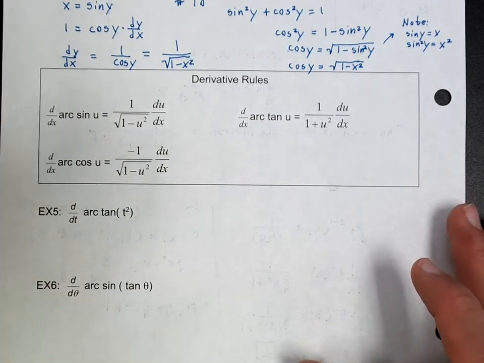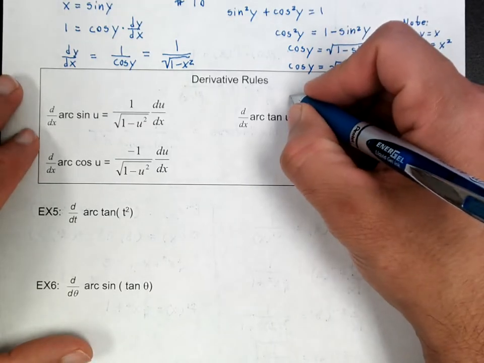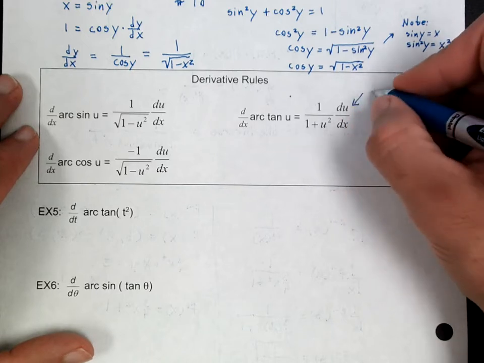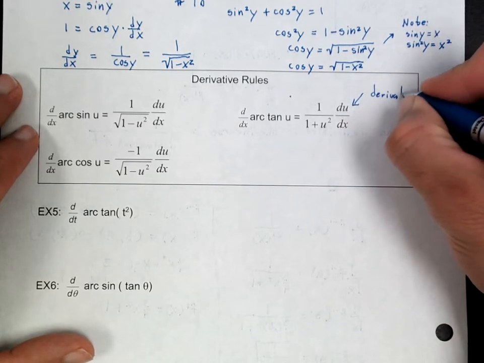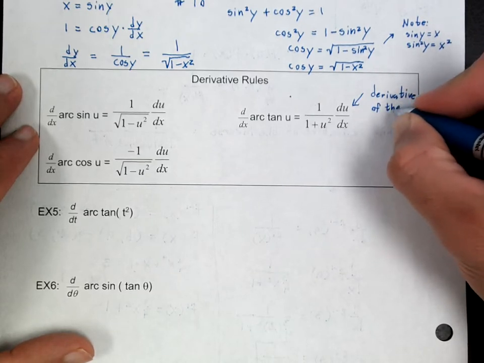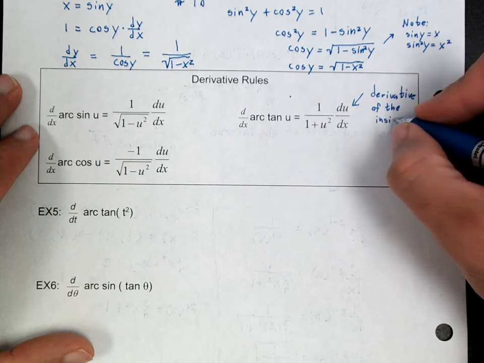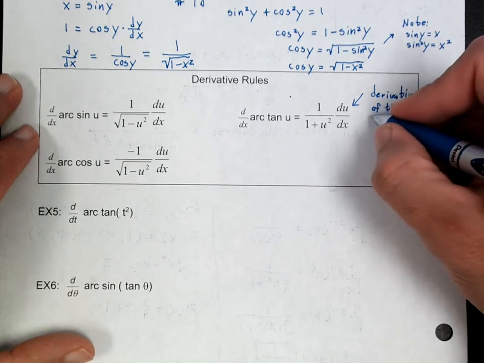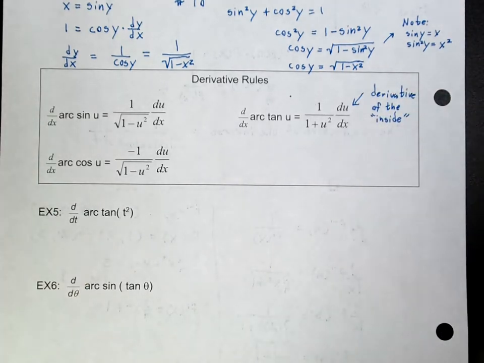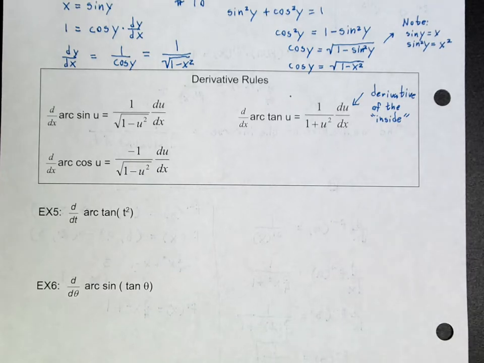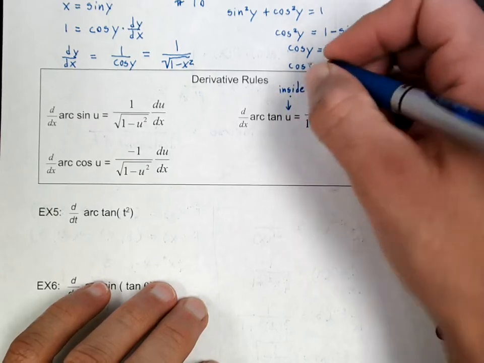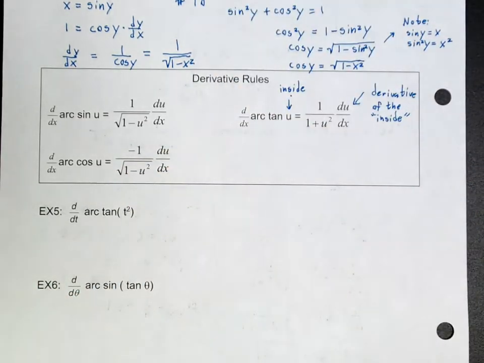So what you're going to do here is that this u, when you take du/dx, this is the derivative of the inside, while u is the inside. So let me show you how to do this. This is actually a lot simpler than what I did just earlier.